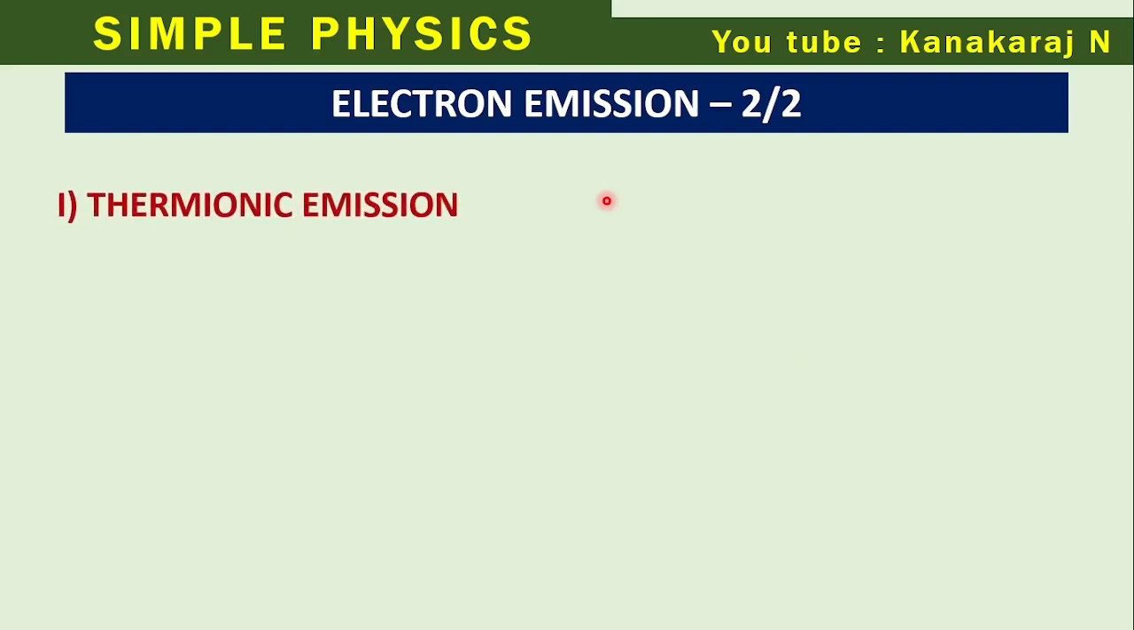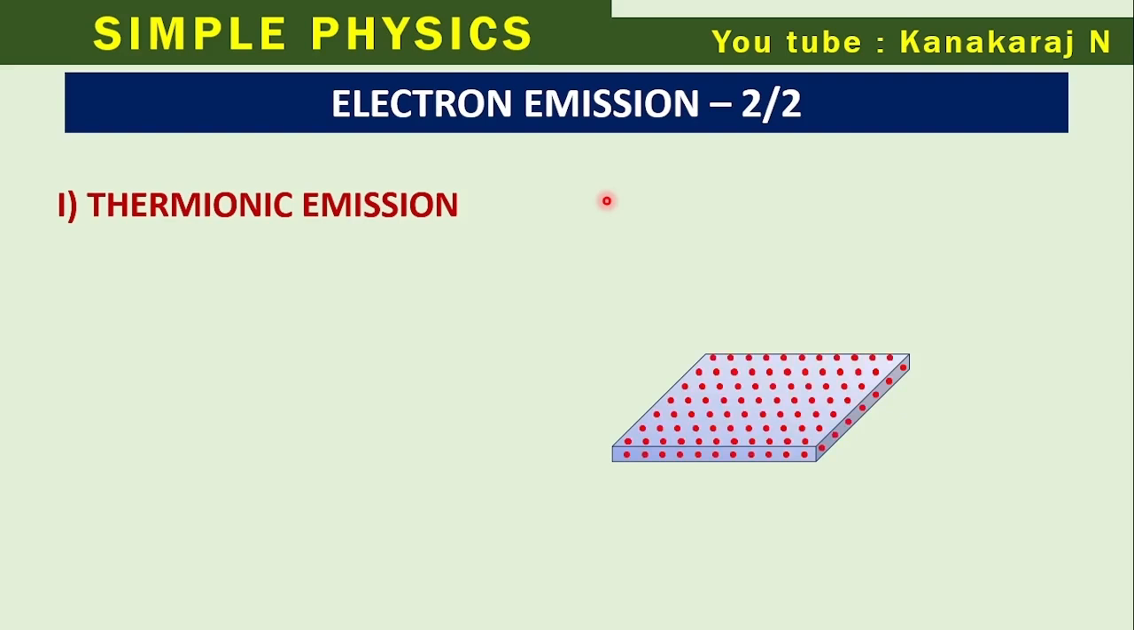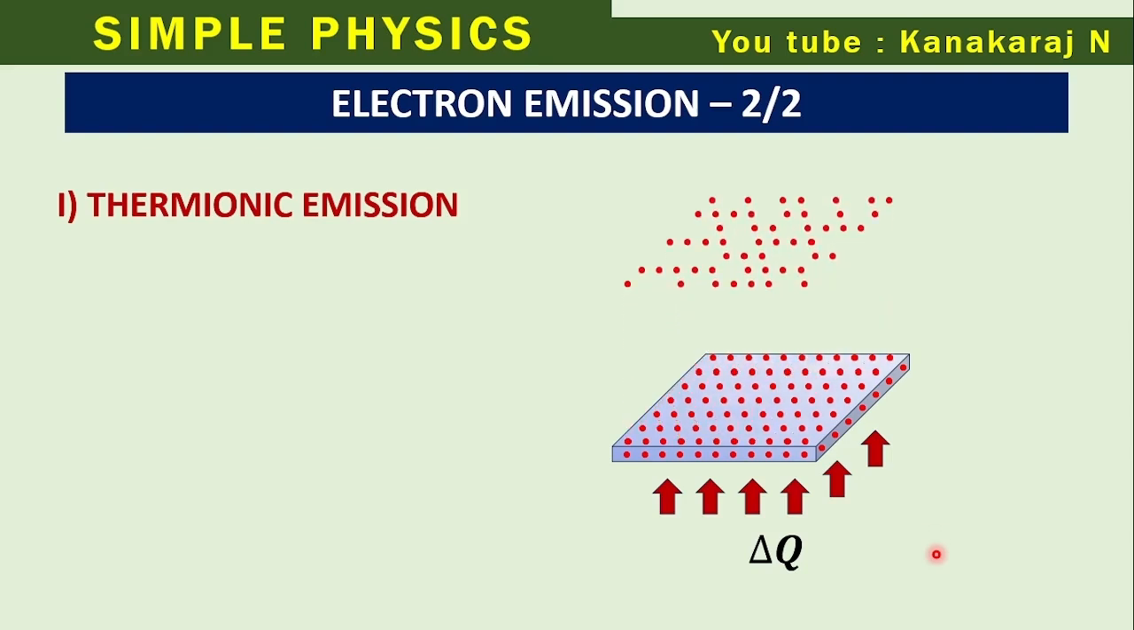Let us learn thermionic emission. Here you have a metal plate with a large number of free electrons on the surface. The free electrons are available only on the surface. Now let us supply heat energy delta Q to this surface so that the electron gains this energy. Once the energy gained is greater than the work function, the electron will be released from the surface. These electrons are called thermions.